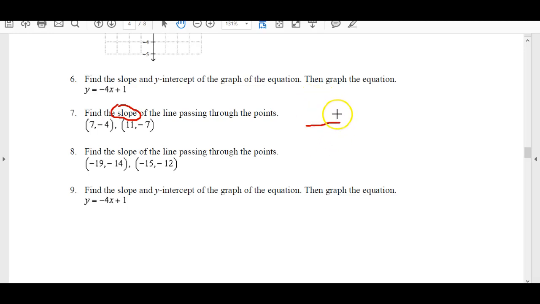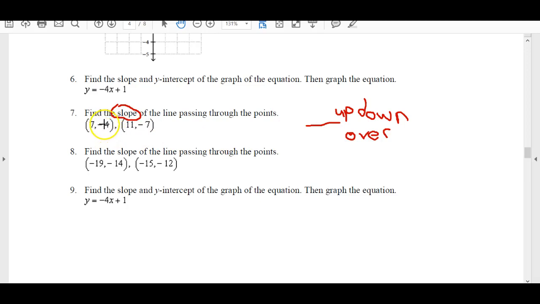And this one here tells me how far it goes up or down, what we often call the rise. If it's a positive number, it goes up. If it's a negative number, that means it's going down, right? That's going to be the first part here: did I go up or down? And then the second part is how far over did I have to go between those two points? And then we just simplify it.